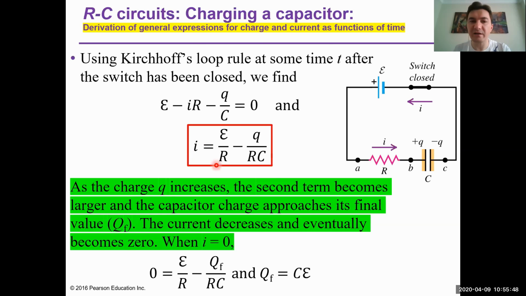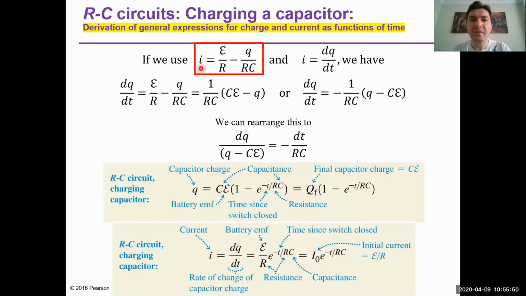Now let's do that. Take this expression, and we know that the current is given by the time derivative of the charge on the capacitor, dq over dt. We already know this one. So take this instead of the current, and then we have that expression here. I just put dq over dt here.